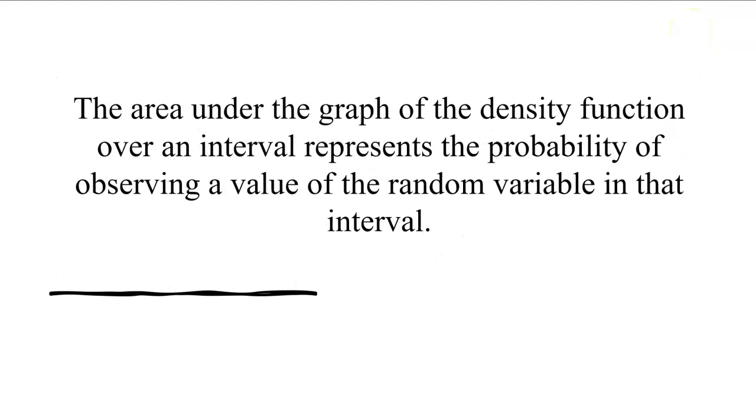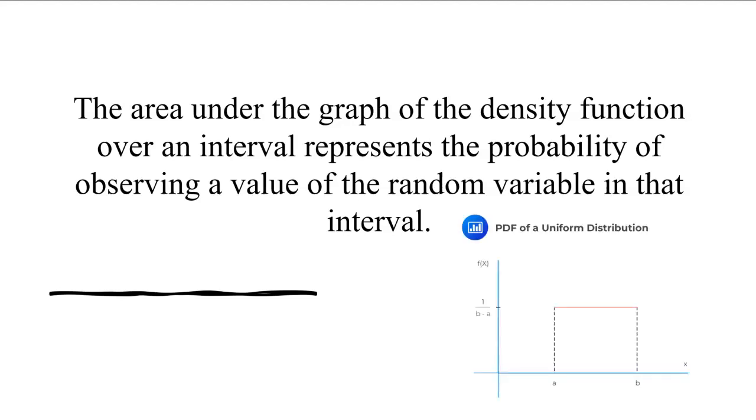All right, and here's just another recap to let you know how important it is. The area under the graph of the density function over an interval represents the probability of observing a value of the random variable in that interval. So that area underneath the graph represents the probability, okay? And that area has to be 1. And here is another example of a uniform distribution in general. And it's going to go over some interval from A to B. And the way you will find your probability is by doing 1 divided by this length right here from A to B. So B minus A. So 1 over B minus A will help you find your probability.